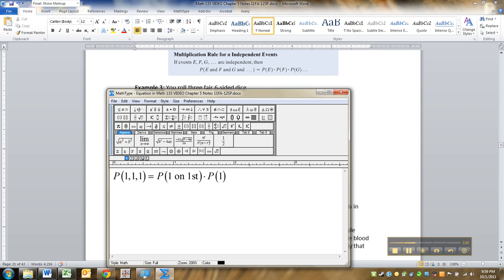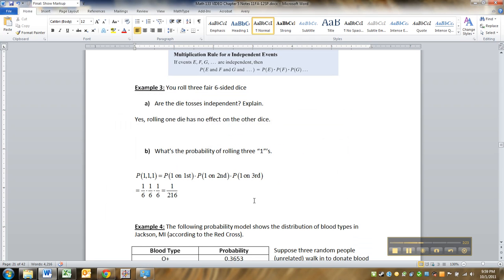All right, 1 on second. 1 on third. Okay, but we said they were independent. So all we really need is the probability of rolling a 1 on the first, which is 1/6, times the probability of rolling 1 on the second, which is 1/6, times the probability of rolling 1 on the third, which is 1/6. So that's a 6 times a 6 times a 6, which is 1 over 216. Ta-da. All right, next.